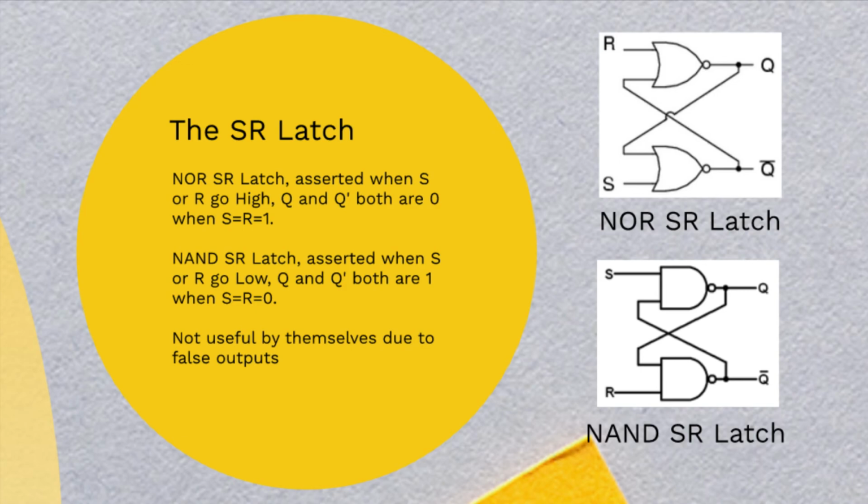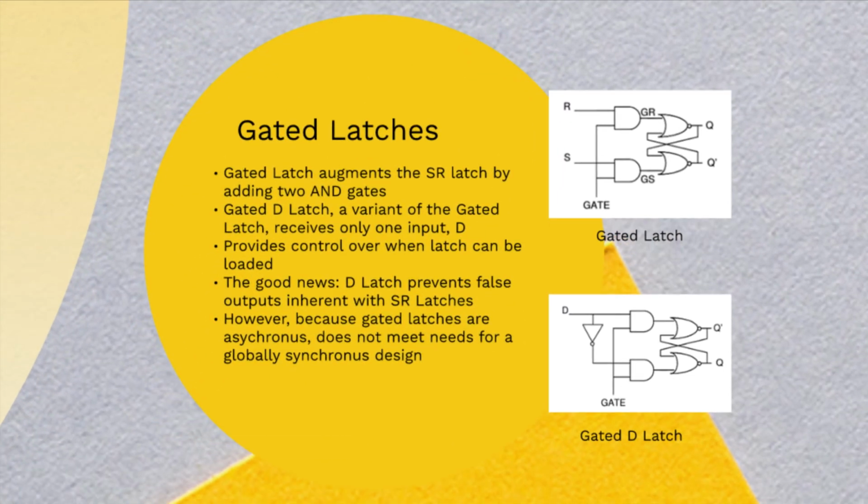Due to the presence of false outputs in the circuits which generate S and R signals, this makes SR latches difficult to use in most sequential system designs. An alternative to the SR latch is the gated D latch, which augments the SR latch by adding two AND gates in front of the SR inputs into the latch, with one gate input being ANDed with each of the S and R inputs. The result provides a mechanism, or gate, that allows input to be turned on or off.